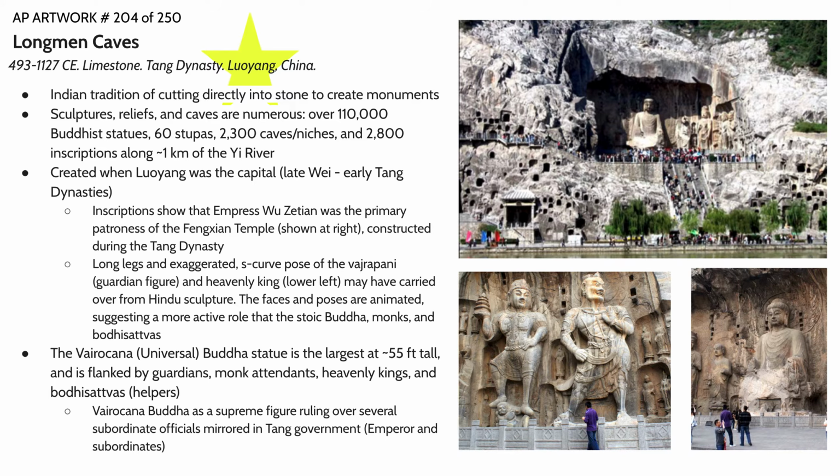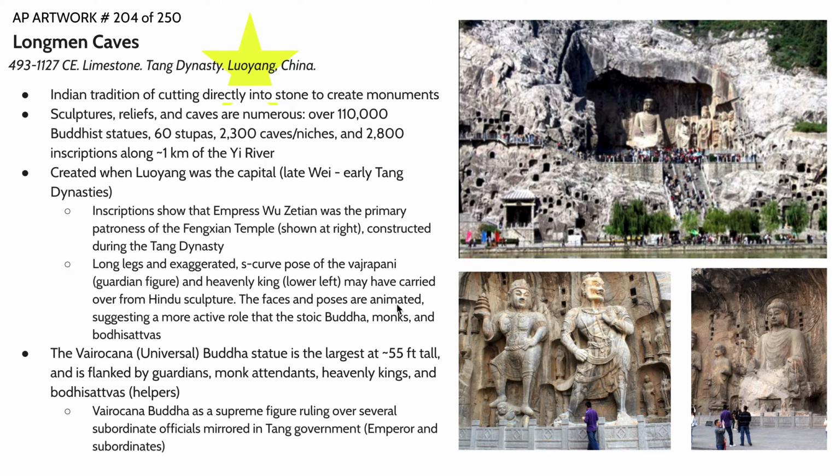So this was created when Luoyang was the capital of China from the late Wei to the early Tang dynasties. So there's several inscriptions that show that Empress Wu Zetian, my apologies, was the primary patroness of the Fengxian temple, which is shown at right here, which was constructed during the Tang Dynasty. So Empress Wu Zetian was the only known empress of China.